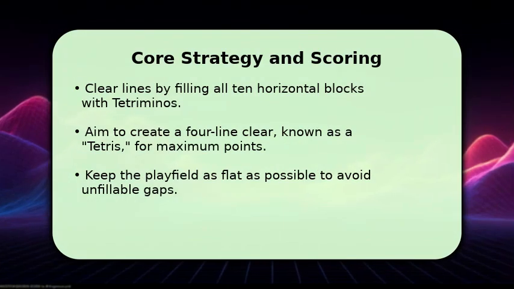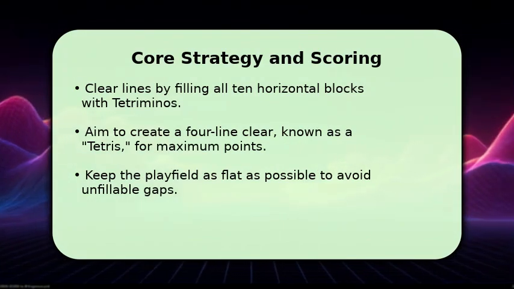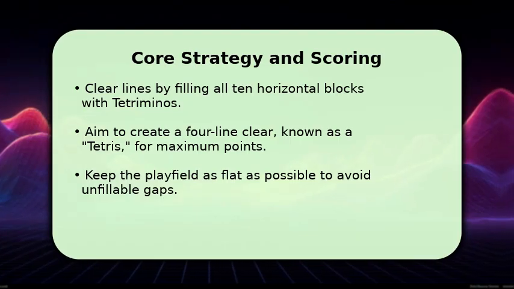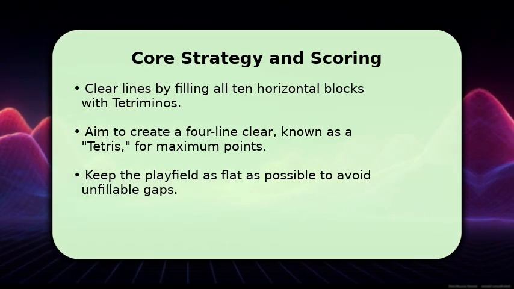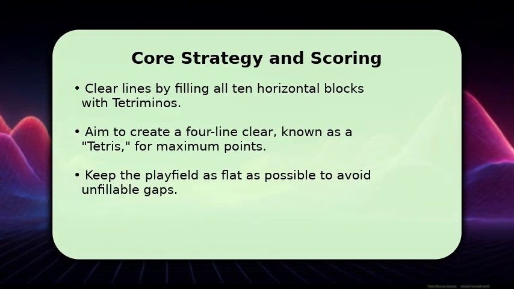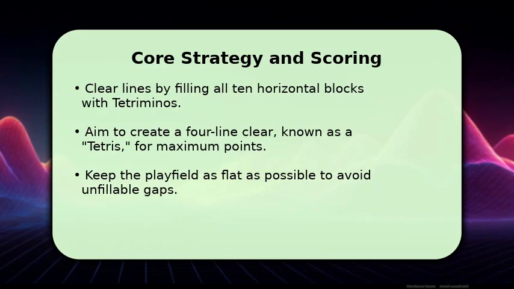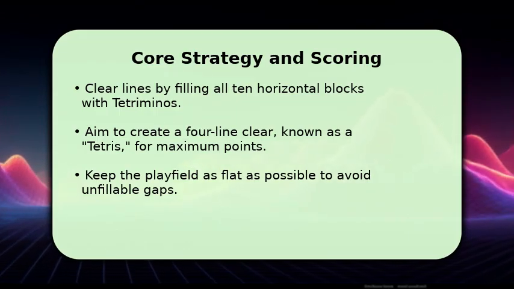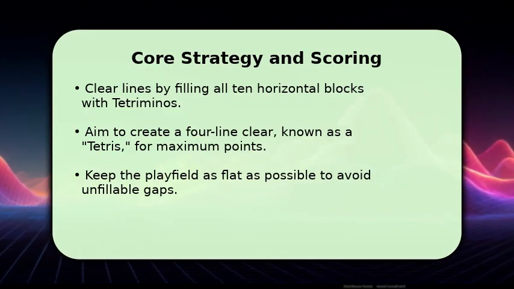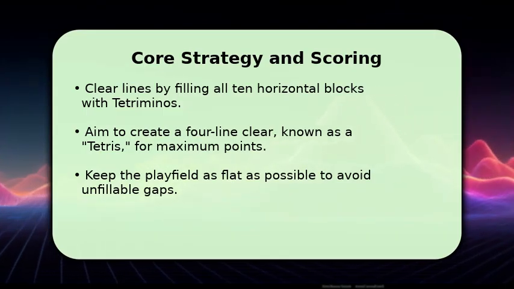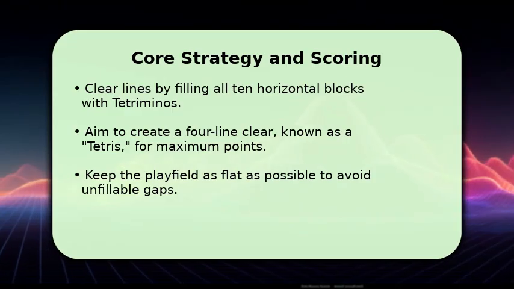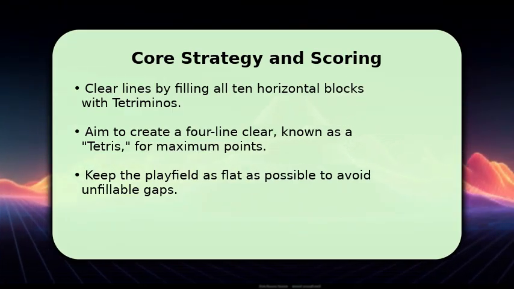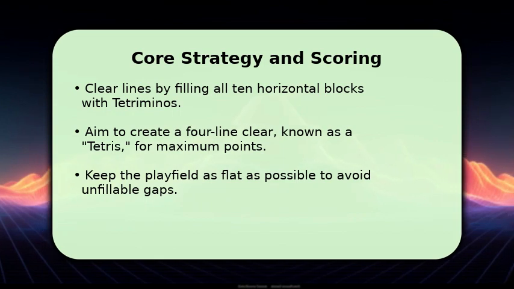Moving on to core strategy, your main goal is to clear lines by completely filling all 10 horizontal blocks with tetraminos. The most rewarding move is clearing 4 lines simultaneously, which is famously called a Tetris and grants you the highest points. To achieve this, try to keep your playfield as flat as possible, avoiding large, unfillable gaps. Always plan several moves ahead, anticipating the next few pieces to set up your line clears efficiently. Strategic placement is key to maintaining a long game and achieving high scores.